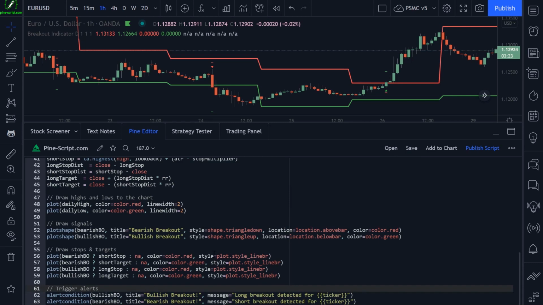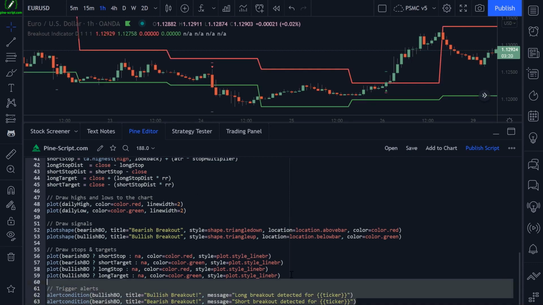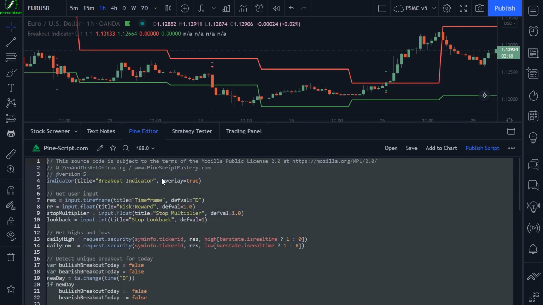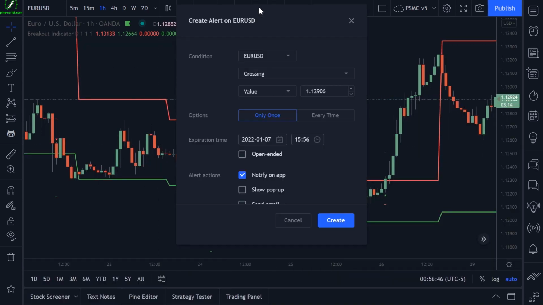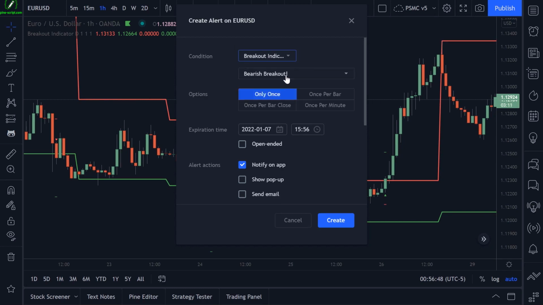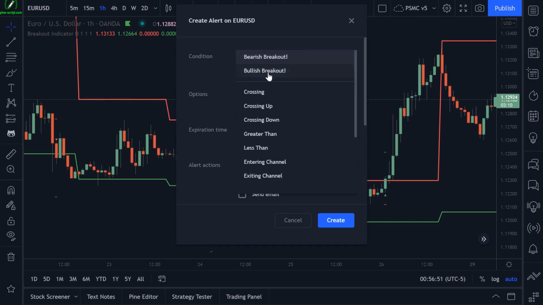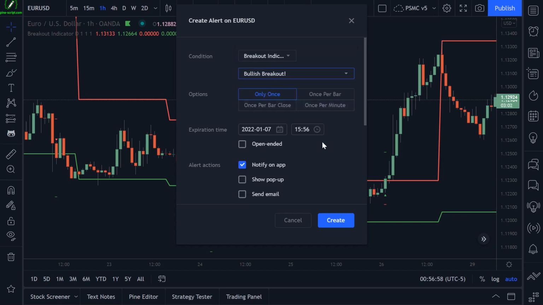Of course, the code will be below the video here if you want to explore this further in more detail. But that is the end of this lesson. If I come up to our alerts dialog, we can select our script and we can select between bullish and bearish breakouts. And that's it. Whatever you set up here in the settings menu will dictate how the alert behaves.